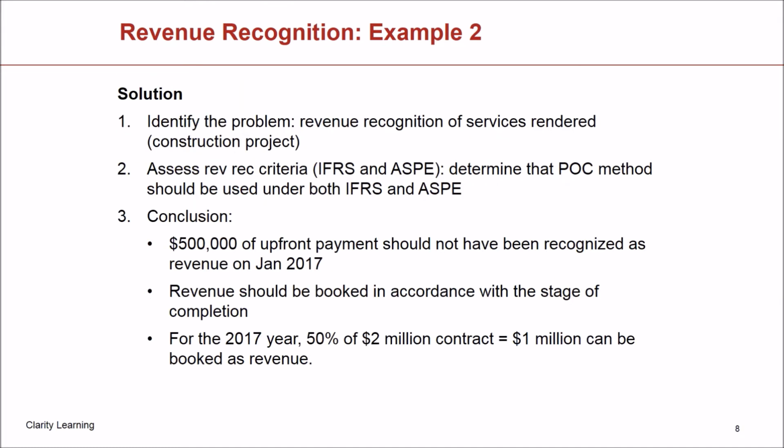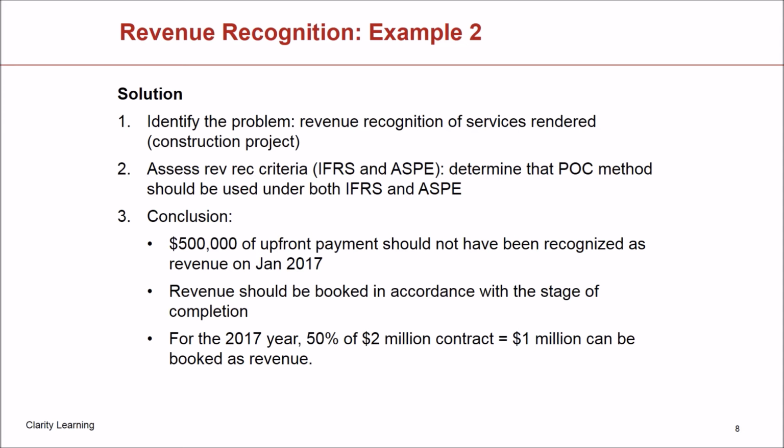We identified that this is obviously revenue recognition of services rendered relating to a construction project. And we should be assessing the revenue recognition criteria. Going back to IFRS, we know that the stage of completion can be used, and that the revenue and cost can be reliably measured, which we saw that we had numbers to back the revenue and costs. The costs were $750K, revenues were $2 million.